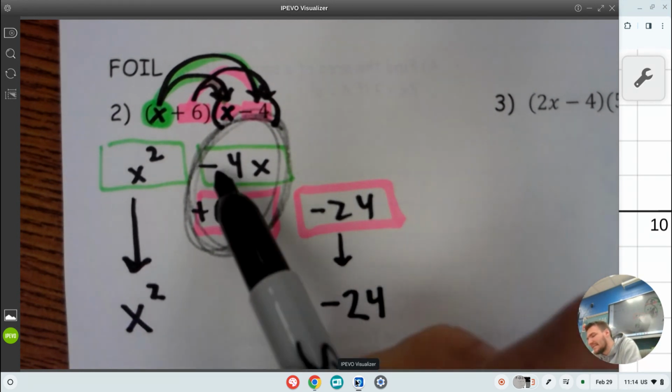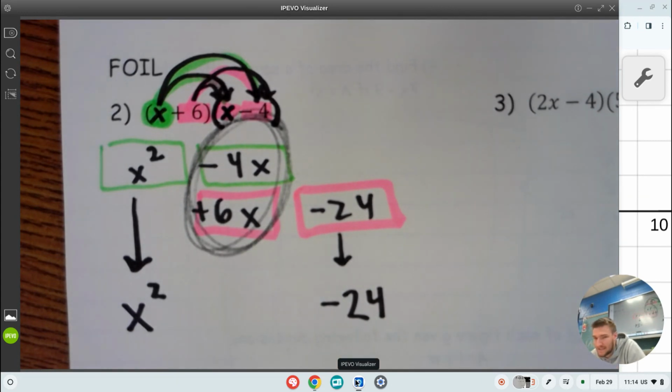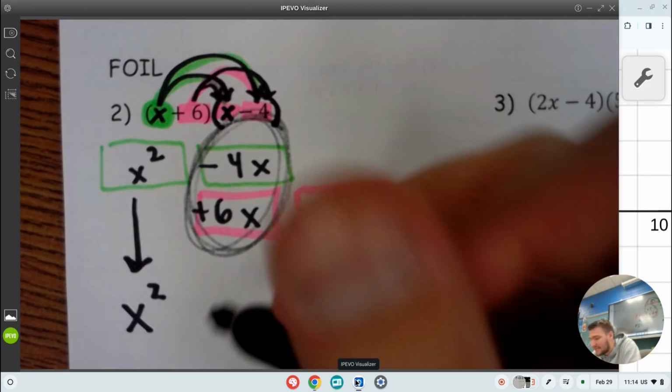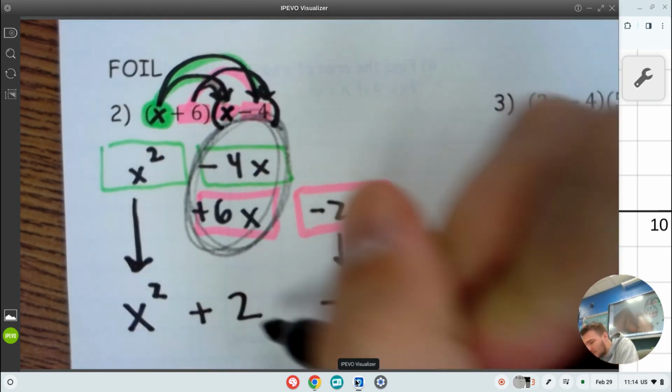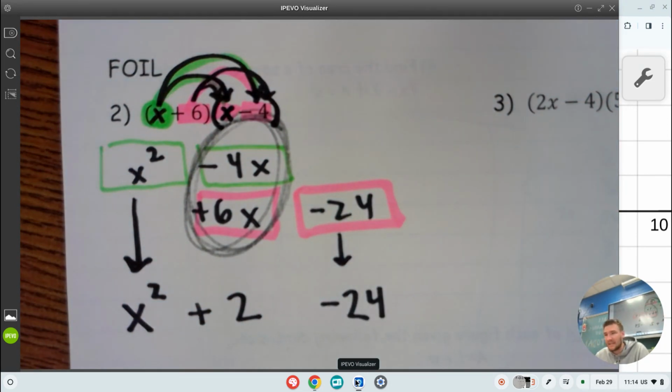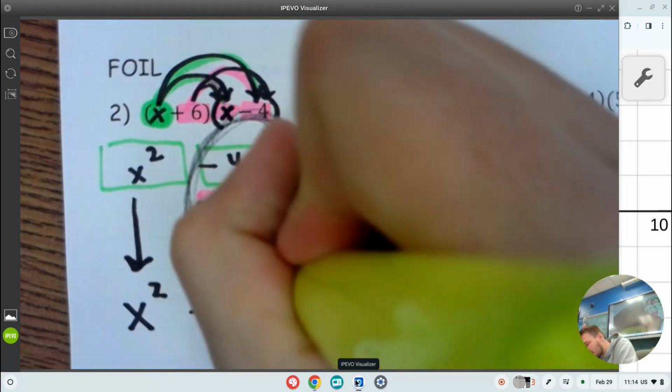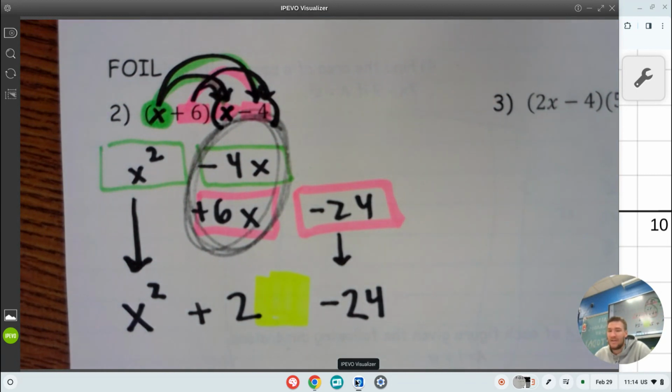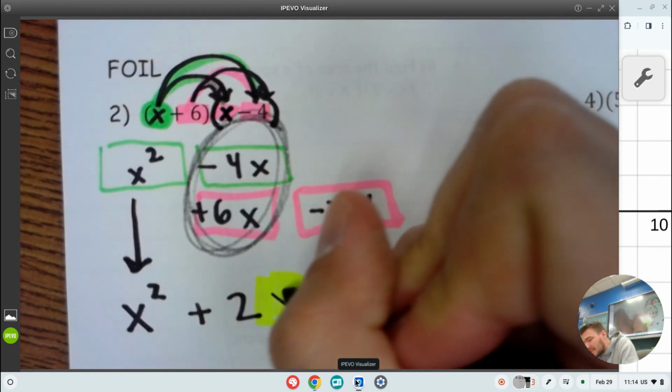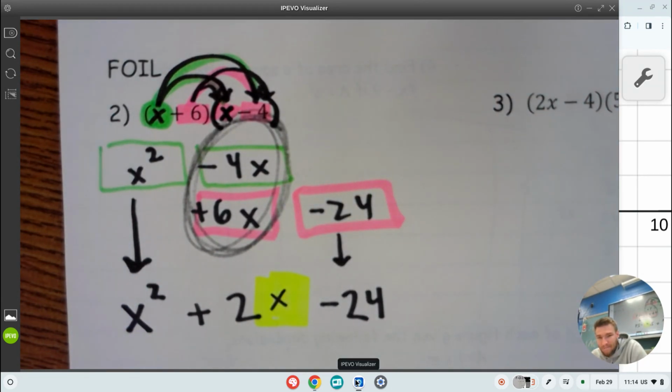And what is negative 4 plus 6? Nice. Positive 2. Now here's the big thing. What the heck comes after this 2? Is it no x's, 1 x's, 2 x's? It's just an x. Okay?